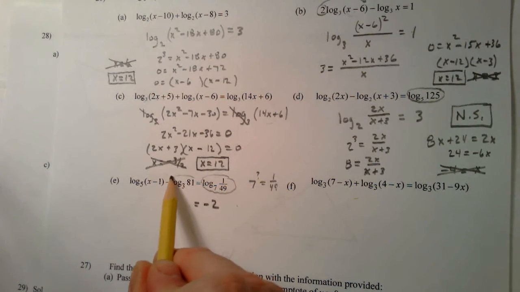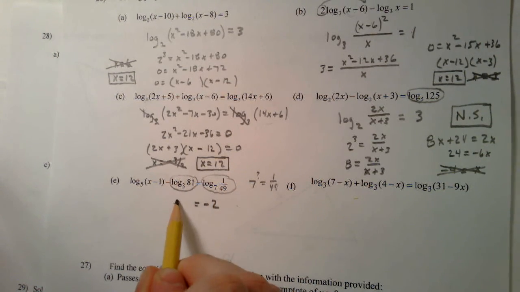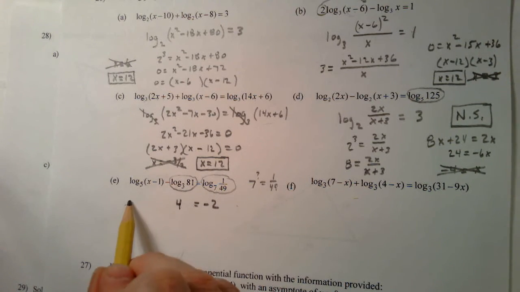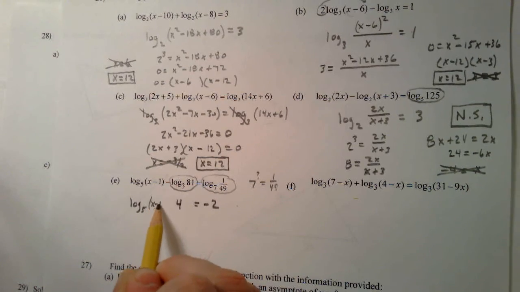Oh, there's a disguised number. 3 to the what power is 81? That's 4. So those two guys got swapped out. This guy's not a disguised number. I'm just going to bring it down right now. I got to take a look and see what I got.